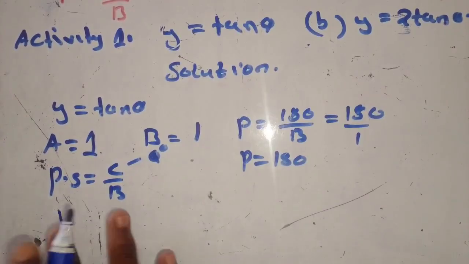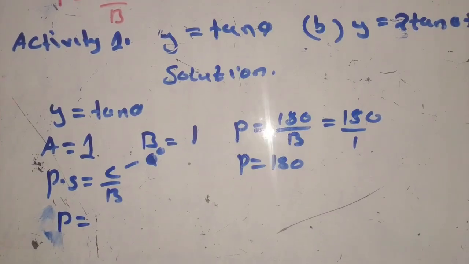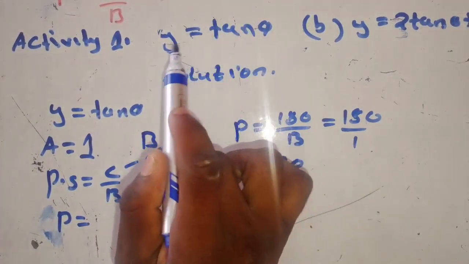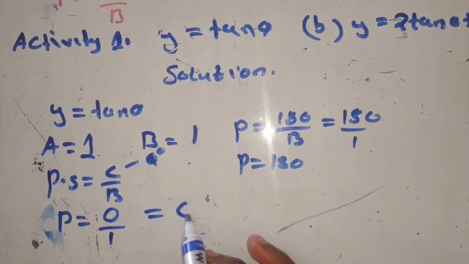So phase shift is equal to... if you see here on our function, we don't have the angle. So this simplifies that the angle is 0. So C, which represents the angle, will be replaced with 0 because there is no angle, over B, which is 1, our frequency is 1, and this will give us 0. So this means that our graph will start on 0. The starting point of the graph is 0.